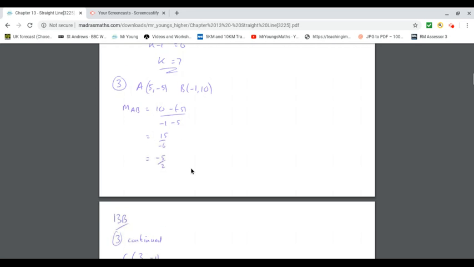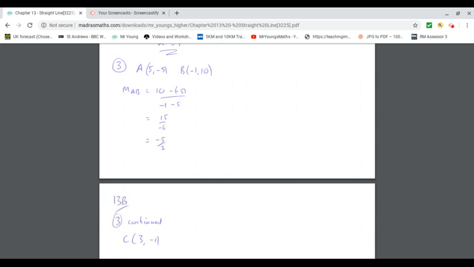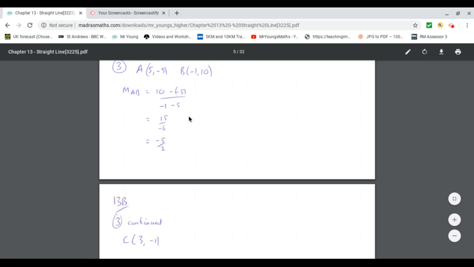Right, let's have a look at this. So it's basically saying, are those three points in a straight line? So we can treat it as a collinear question. We'll work out the gradient of AB first of all. Substituting in our values, we get -5/2 for the gradient of AB.